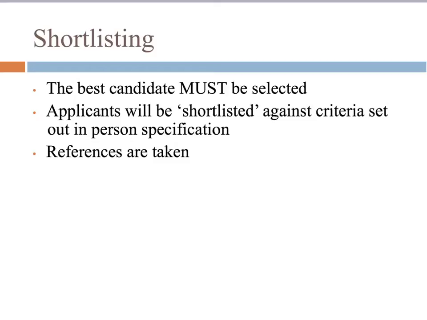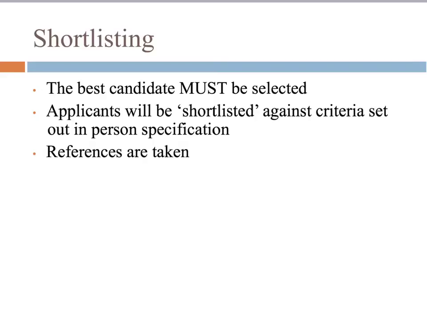So shortlisting. The best candidate for the job must be selected. This is usually done by assessing a candidate's application or a CV against the criteria set out in the person's specification. The result will be a short list of a small number of applicants. References from previous employers or tutors, if you haven't been into a job and you've just been to school or college, are then requested in order to confirm information about candidates' abilities, skills and experience.